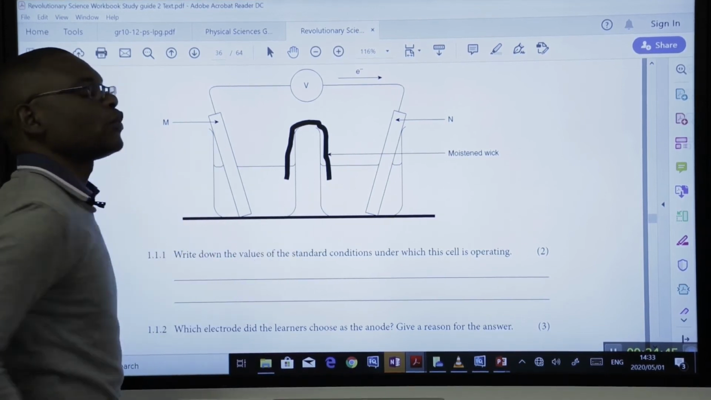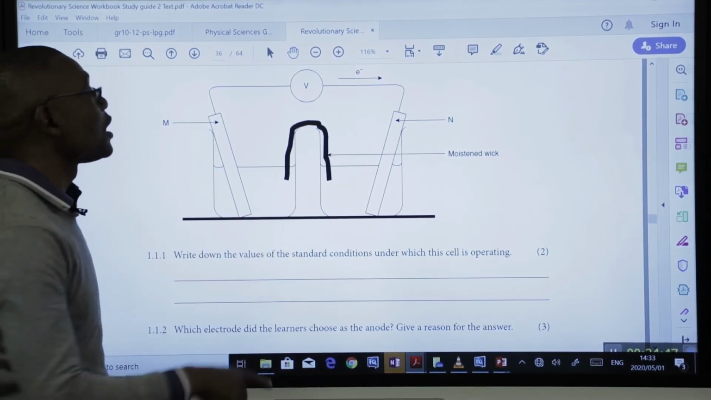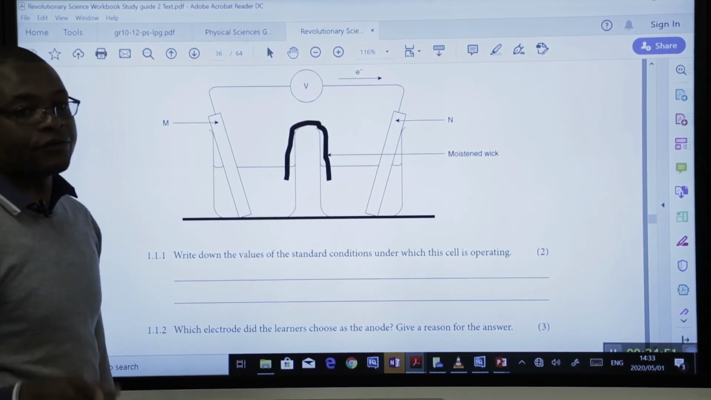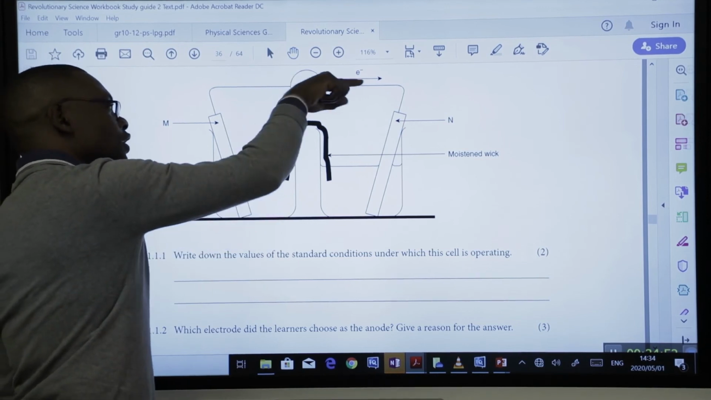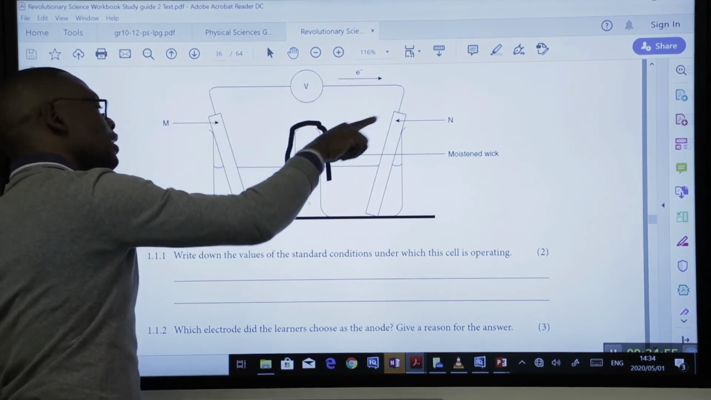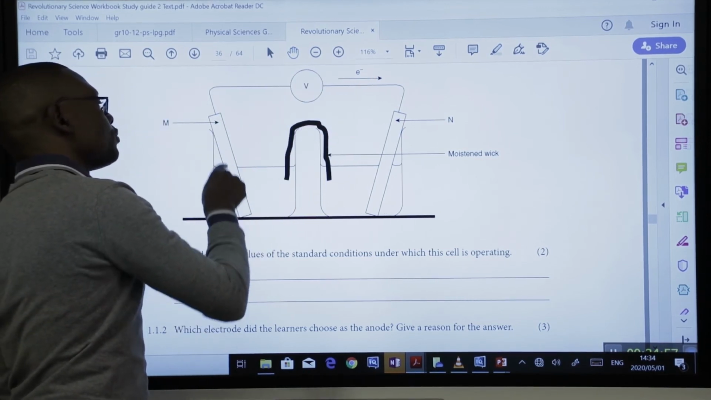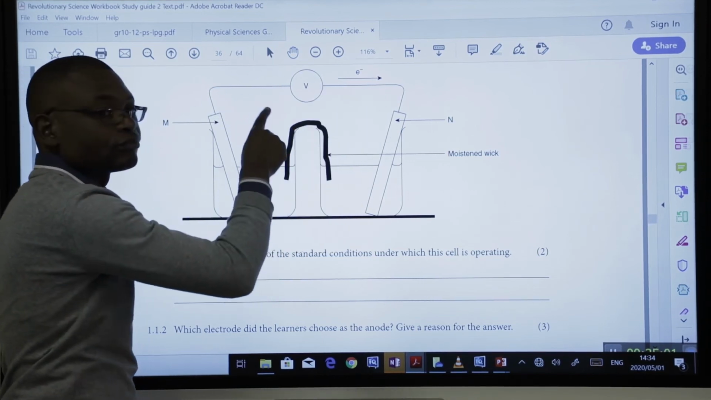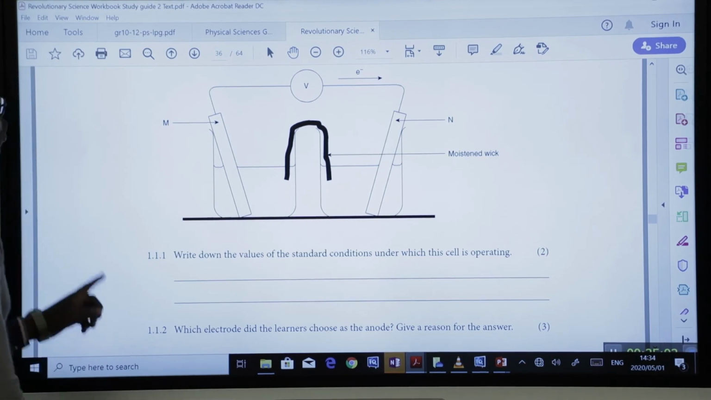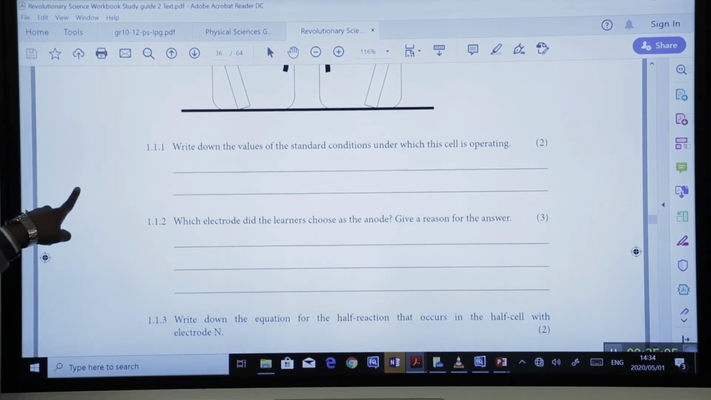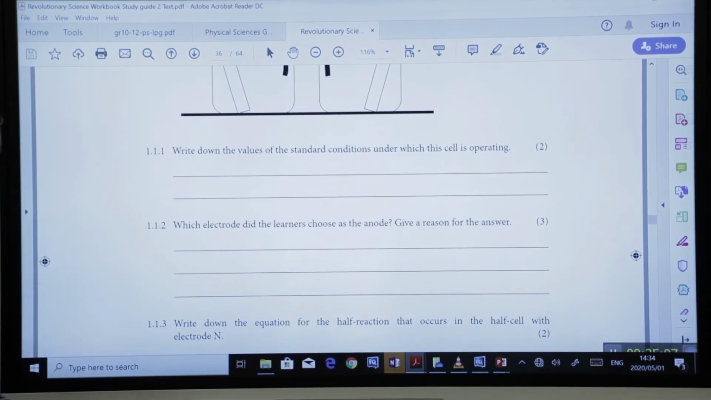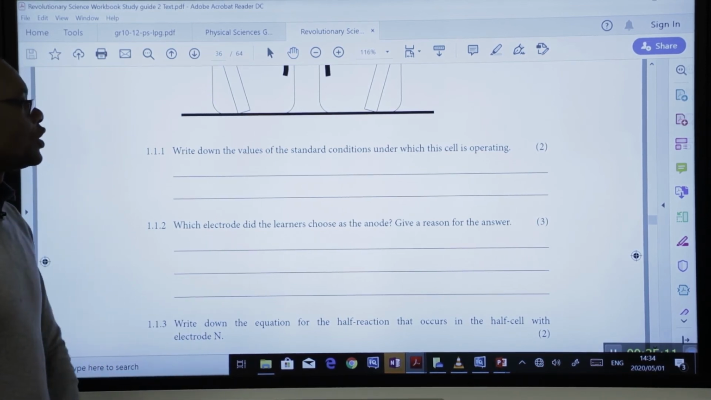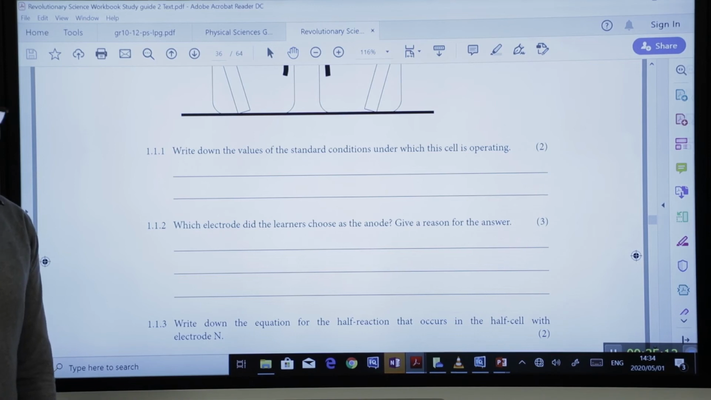of which from this setup we can make an intelligent deduction that this is a voltaic or a galvanic cell, and from a galvanic cell, the fact that the electrons are going this way, we know that electrons move from the anode to the cathode. So here is our representation. So if we are to answer the questions here which are saying, write down the values of the standard conditions under which this cell is operating.